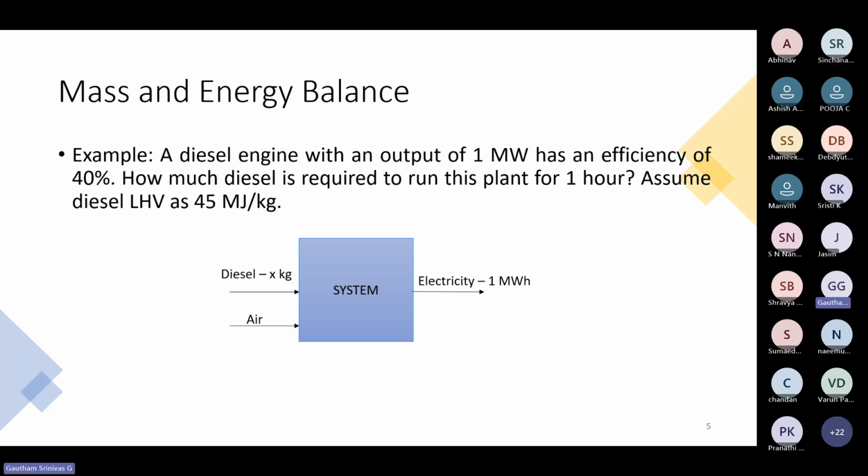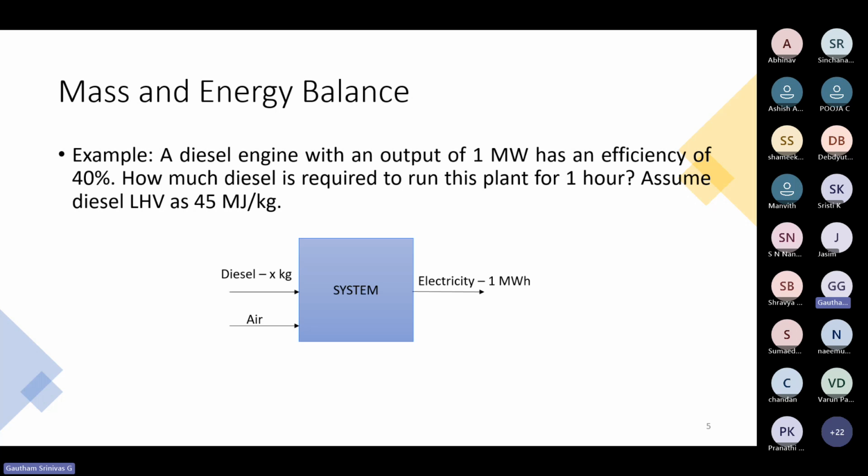So that means if you are burning 1 kg of diesel, you'll get 45 megajoules of energy in the form of heat. What does a diesel engine or diesel generator do? It converts heat to electricity. But obviously there are some losses while doing that. So the efficiency is only 40%.